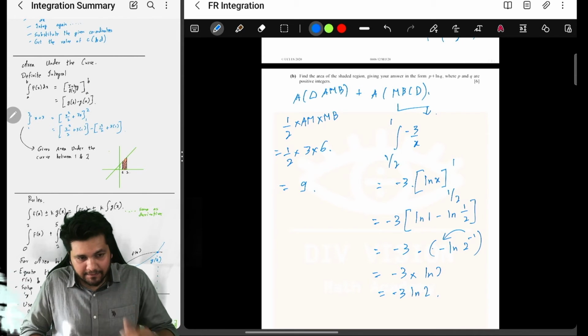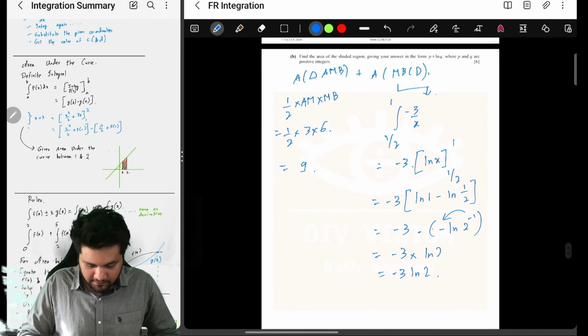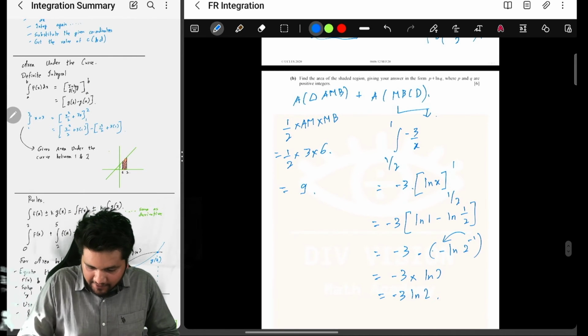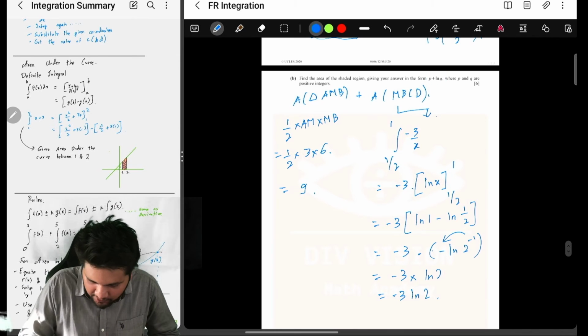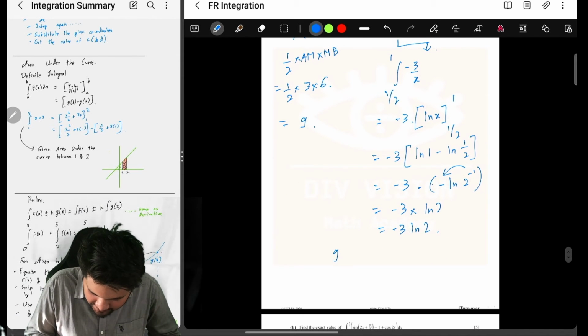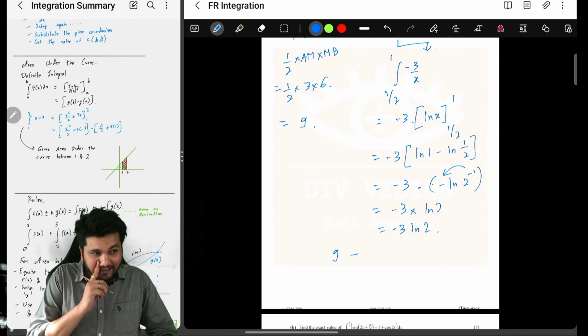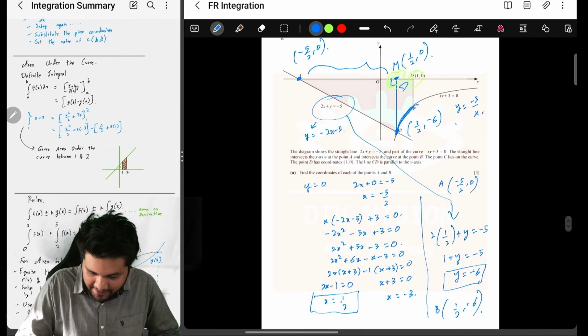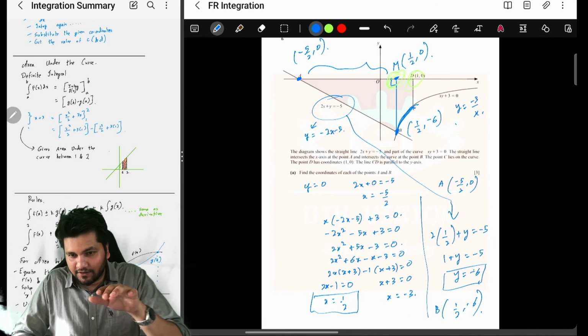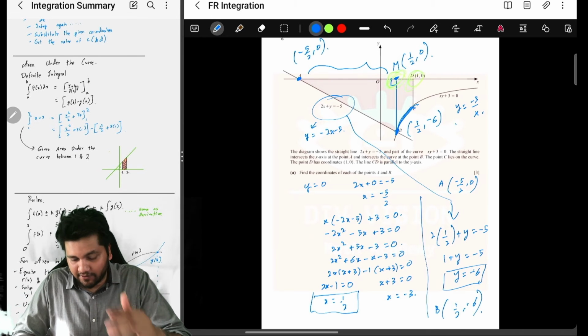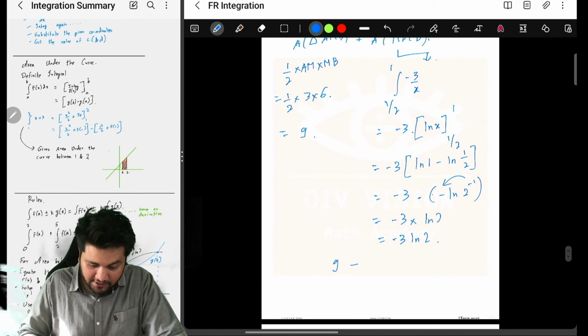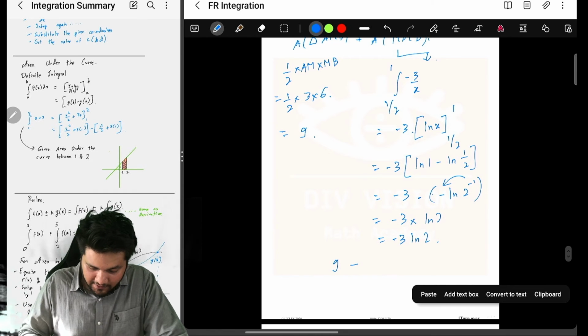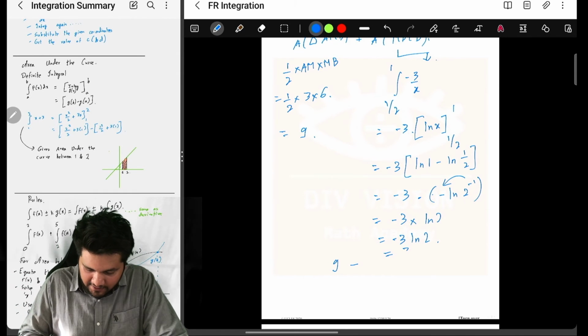But the thing is, they have asked you in the form of p plus ln q. So area, what are we going to get? We are going to get area as 9 minus 3 ln 2. But the thing is, we are going to add it. Why? Because we are getting negative area, as it is area under the curve of that negative side. That's why we are getting negative. But we cannot have area negative, so we'll just make it positive. So we will just write this thing as 3 ln 2.